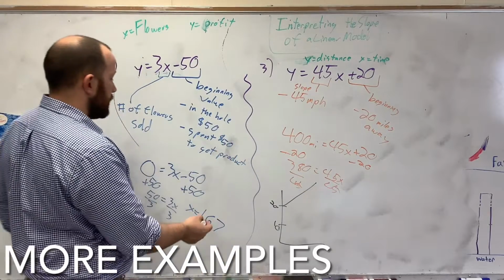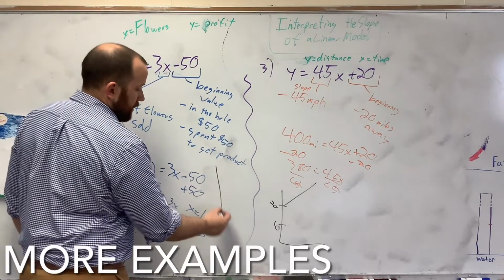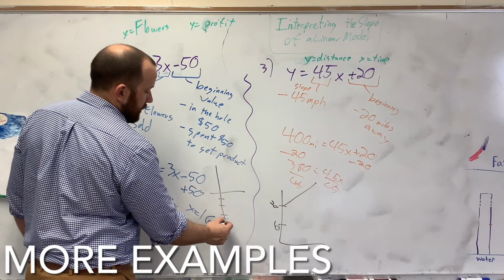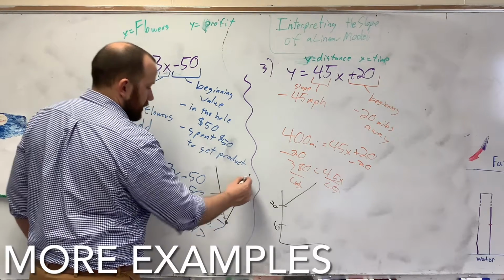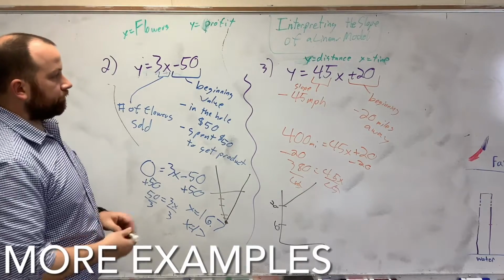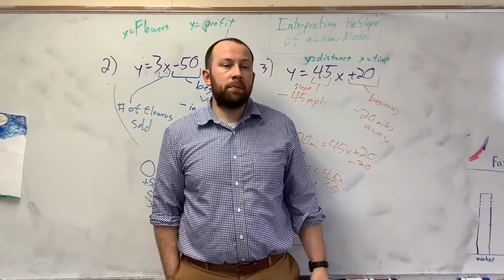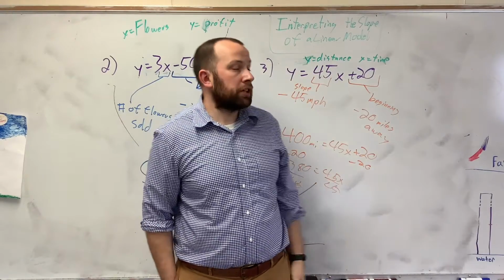If you're doing this one over here, you would start down here. There you go. And that's how you do those. All right, this has been interpreting the slope of a linear model. Hope it helped.